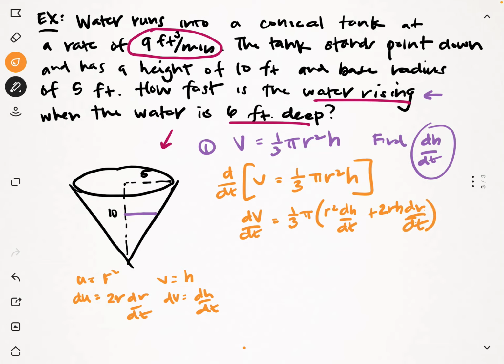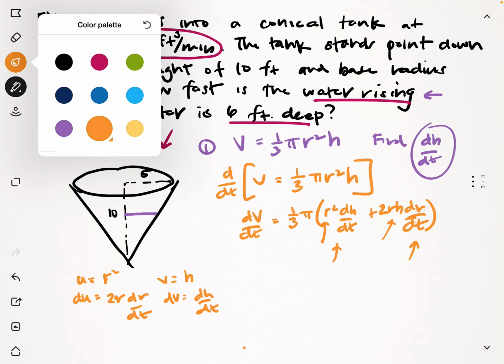Okay, so the problem here is that if we were to do this, we know what the radius is, we know what the height is. Those are things that we can fill in, but we don't know what the dr dt is, and we don't know what the dh dt is. So let's set this up in a little different way.